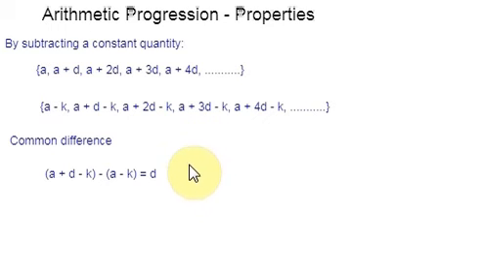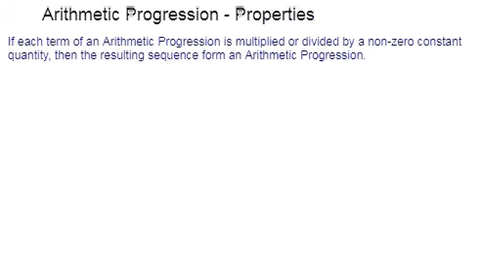Okay, now let us move on to the second property. Here is the second property. It states that if each term of an arithmetic progression is multiplied or divided by a non-zero constant quantity, then the resulting sequence forms an arithmetic progression. The first property dealt with addition and subtraction. The second property is dealing with multiplication and division. Please make sure that you are using a number which is a non-zero constant quantity. Even if you are dividing or multiplying the arithmetic progression by a non-zero constant quantity, the resulting sequence would also form an arithmetic progression.